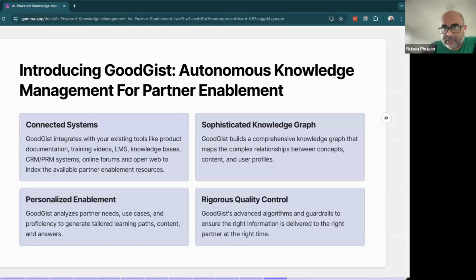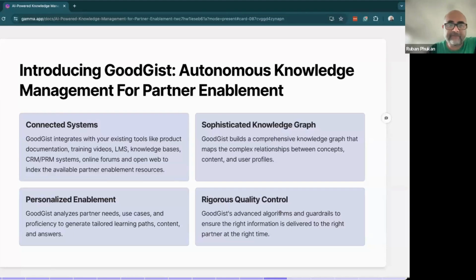That becomes the core of how GoodGIS operates: the knowledge graph that we create is very sophisticated, and it can map complex relationships between concepts. A simple example could be: what are the features available in different versions of the software? When a user is asking a question, based on the version of the software that they are using, what is the appropriate answer? What has changed over versions? What has changed over the infrastructure that the software is deployed onto, and how does it work? So it's able to generate all of those in an autonomous way.